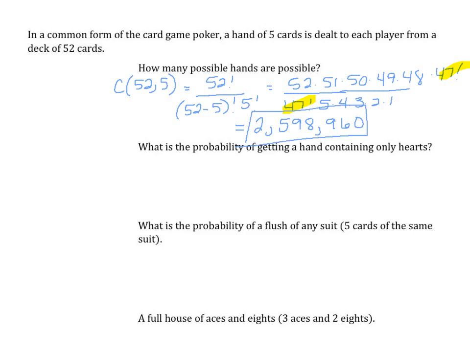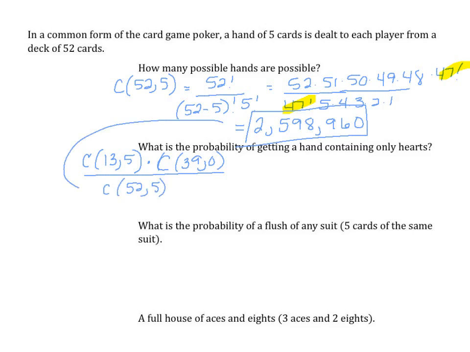Let's determine what the probability is of getting a hand containing only hearts. So there are 13 hearts in a deck. So I want to choose, of those 13 hearts, I want to choose 5 of them and multiply it by the probability of not getting a heart. Well, there are 39 cards left and I want to choose 0 of them because I want all of them to be hearts. And then over how many total options we have, which we already know from up above.